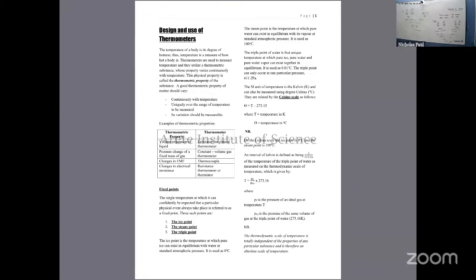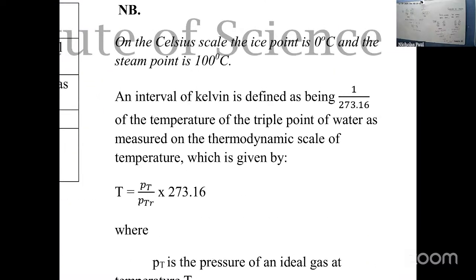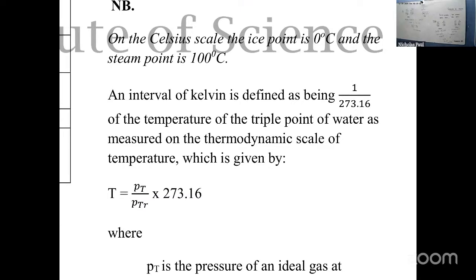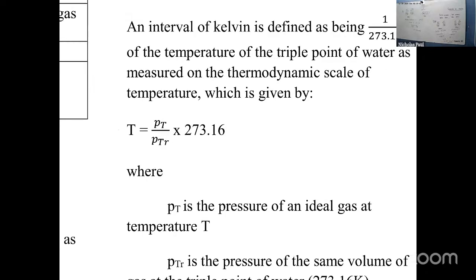Right, we'll do the thermodynamic scale. We have two scales that we have to learn to use: the Celsius scale and the thermodynamic scale. We will do thermodynamic today. Very simple. An interval of one Kelvin is defined as 1 over 273.16 of the temperature of the triple point of water as measured on the thermodynamic scale. So all that's saying is this.